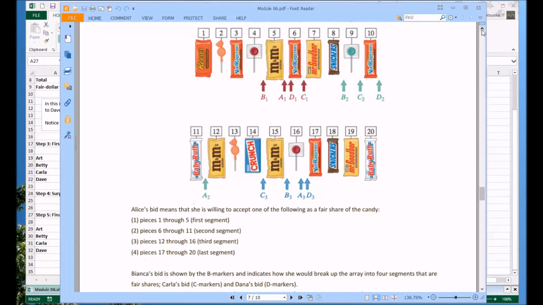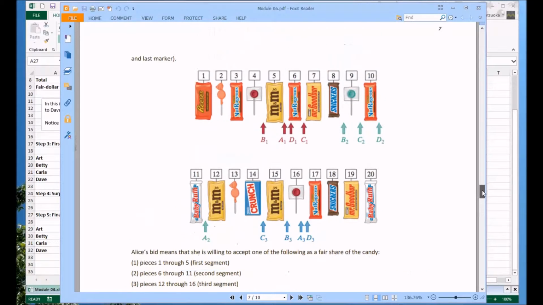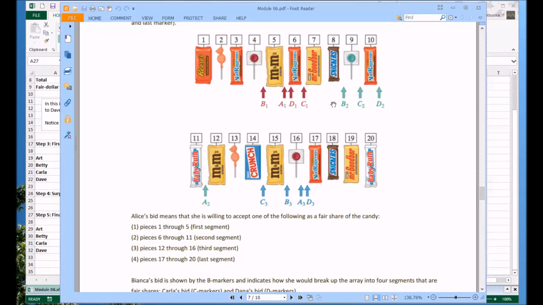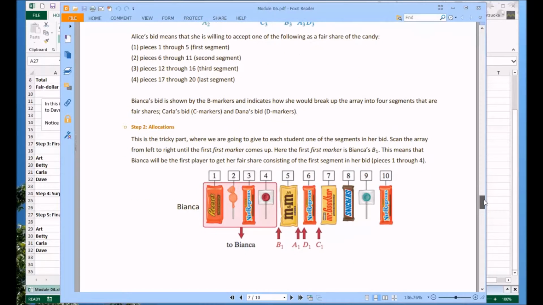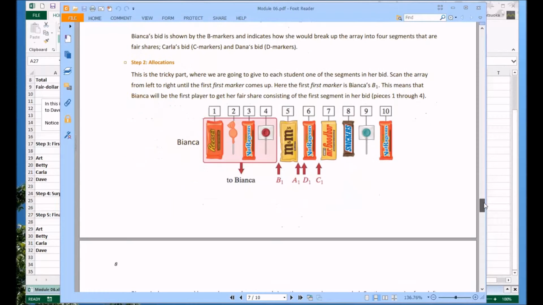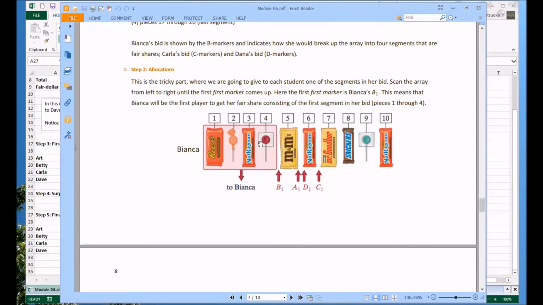Same thing for the rest of the players. So Bianca here has her first marker here, B2 here, second share, third share up to here, and then her last share here. So take a look at it and understand what these numbers mean. Alright, then the allocation is the tricky part. The way to do this is you go from left to right, and you look for the first marker, the one with the subscript of 1. Whoever that is, look for the very first marker.